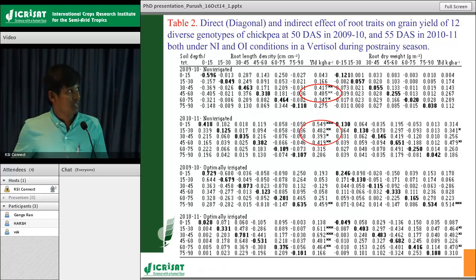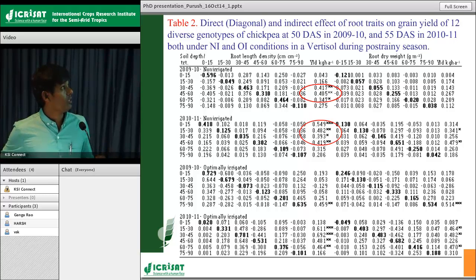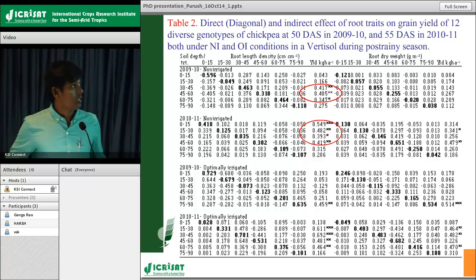The same data was also measured at the flowering stage as well as the pod initiation stage in both the years. You can see the clear correlation significance was coming from the root presence at 30 to 45, 45 to 60 and 60 to 75 in both the years, though there was no correlation in the initial stage in 2009-10, but still it is significant in 2010-11.